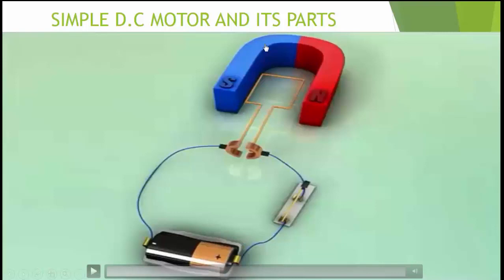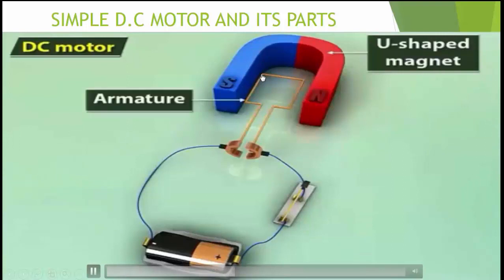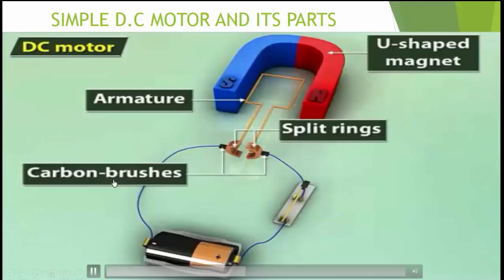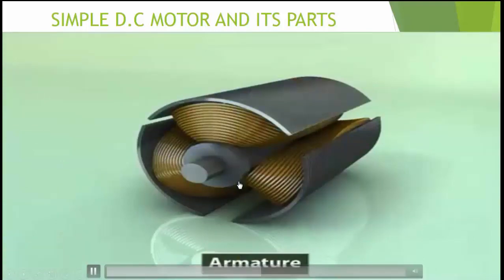Then we have an electromagnet, a horseshoe shaped electromagnet. Then a DC power source. This battery is a DC power source. So it is showing here the U-shaped magnet, armature coil, then split rings, then carbon brushes. This is a key, and this is the DC voltage supply. This is the armature coil.